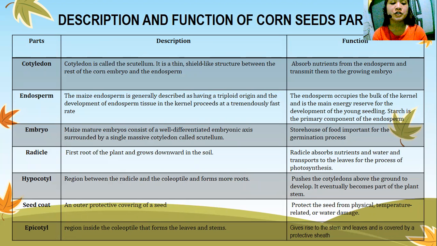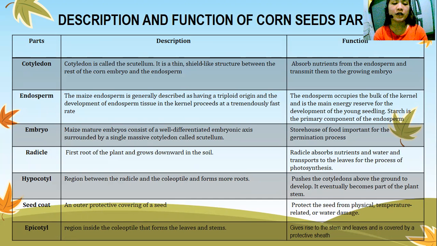Hypocotyl. Region between the radicle and the coleoptile, and it forms more roots. Its function is that it pushes the cotyledons above the ground to develop. It eventually becomes part of the plant stem. Seed coat: an outer protective covering of a seed. It protects the seed from physical, temperature-related, or water damage.